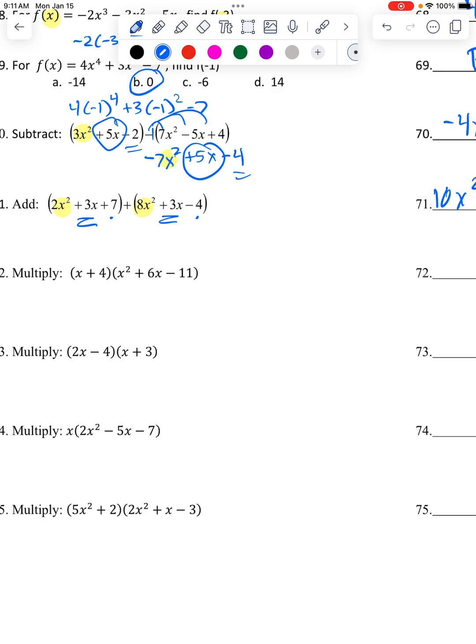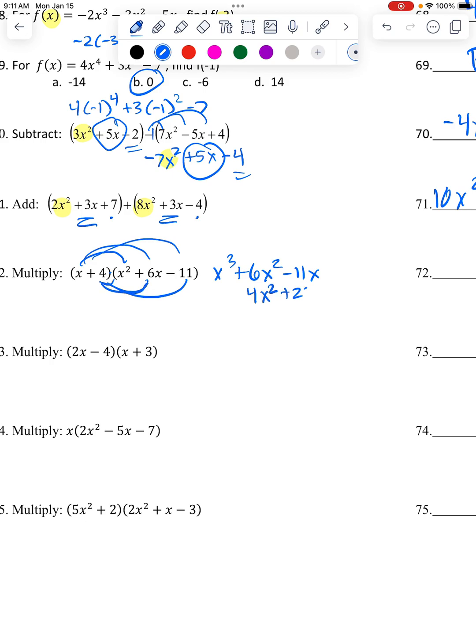Here there's no symbol in between, which means I'm going to need to multiply. I'm going to distribute the x to everything. That's going to give me an x cubed plus 6x squared minus 11x. Then I'm going to distribute the 4 to everything, and I line them up. So like when I get 4x squared, I put it under the other x squared.